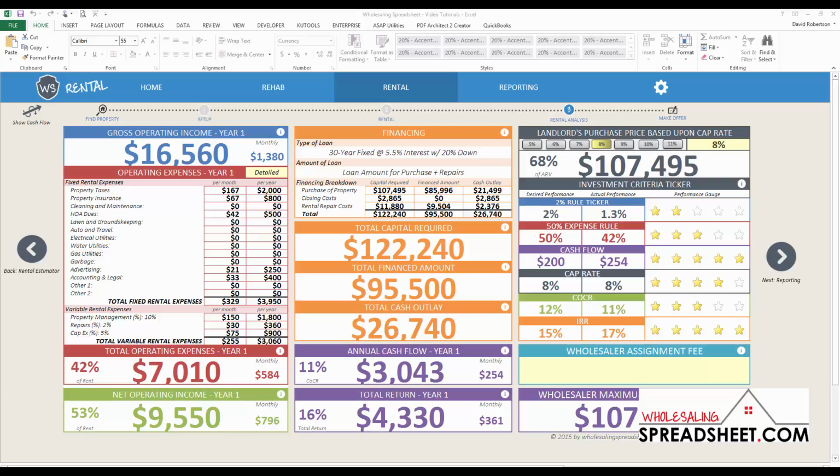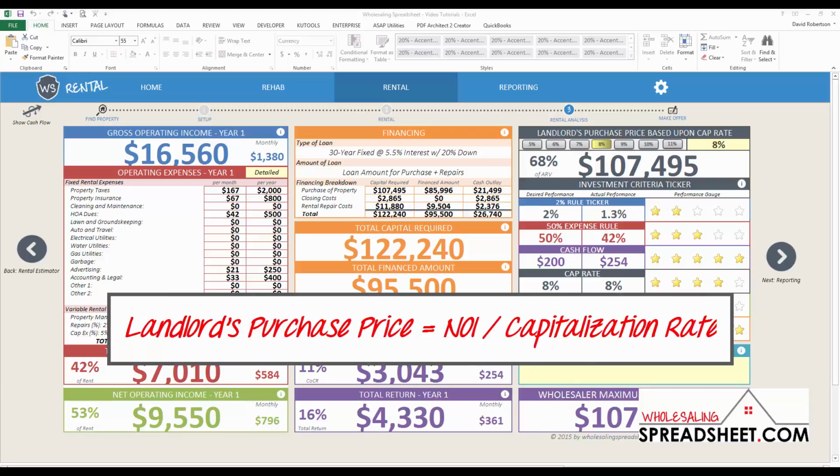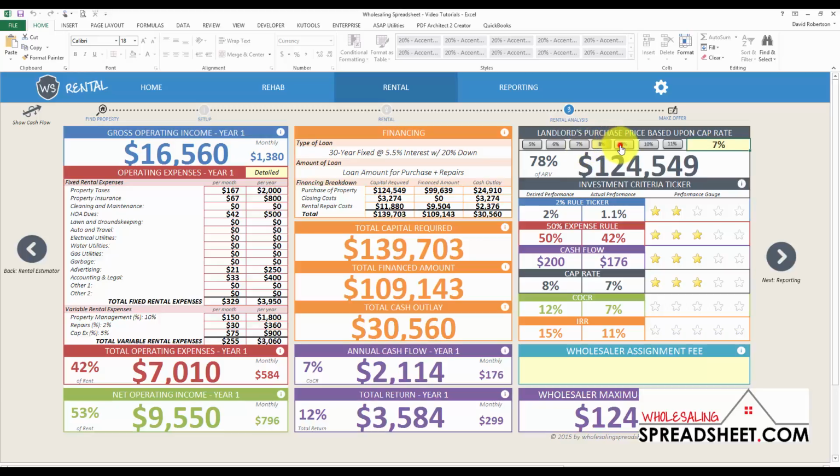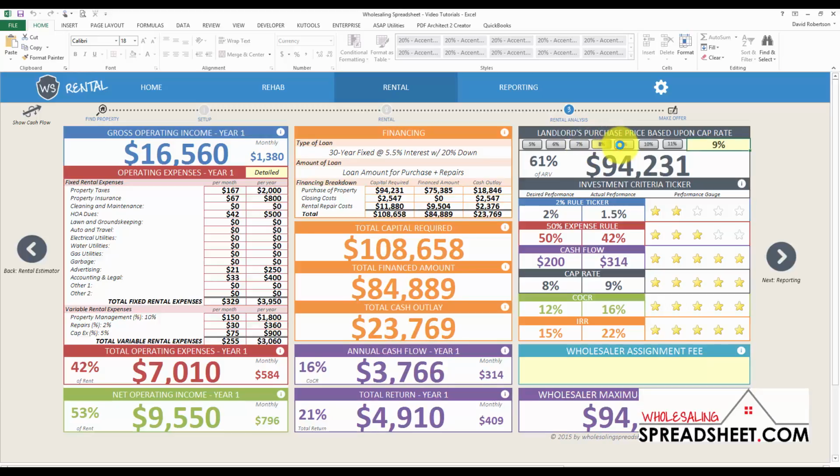The landlord's purchase price is calculated by dividing the net operating income by the capitalization rate. The landlord's desired capitalization rate is highlighted in the gold button, but you can also toggle between other cap rates and see how it affects your landlord's overall purchase price and investment criteria below.